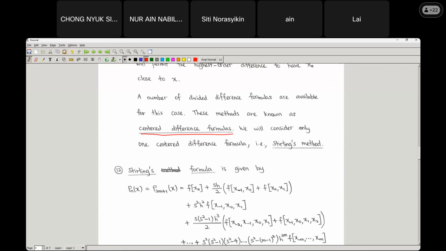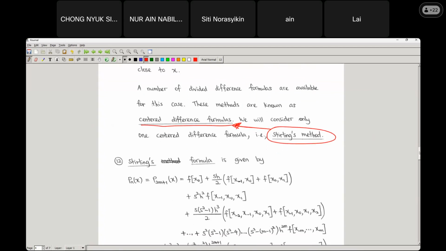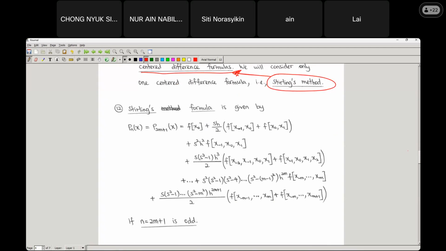Now, we consider Stirling's method to get this center difference formula. For the Stirling formula, there may be other methods, but we only consider Stirling's method for this syllabus, for this course. So for Stirling's formula, this is the formula. It's a very long formula, I admit it. It's not easy to memorize, but you have no choice.